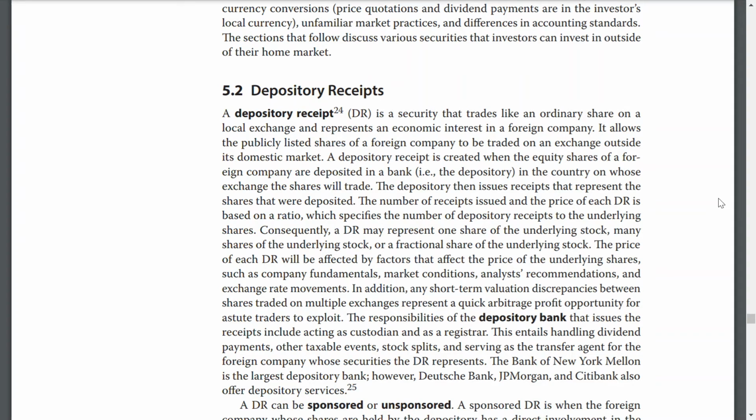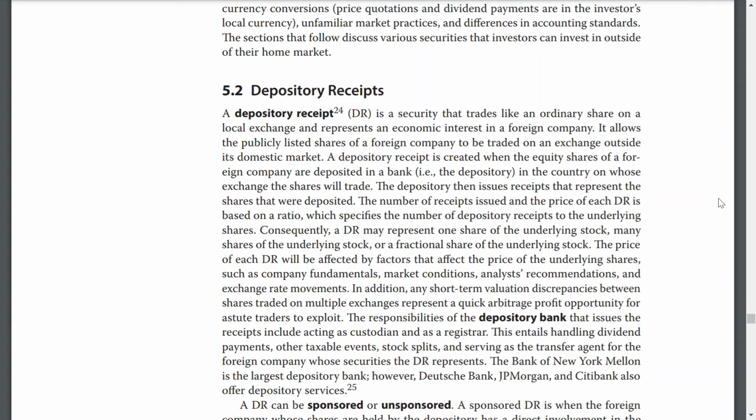A depository receipt is created when the equity shares of a foreign company are deposited in a bank in a country in whose exchanges the shares will trade. A depository then issues receipts that represent the shares that were deposited. The number of receipts issued and the price of each DR is based on a ratio which specifies the number of depository receipts to the underlying shares. Consequently, the DR may represent one share of the underlying stock, many shares of the underlying stock, or a fractional share of the underlying stock.